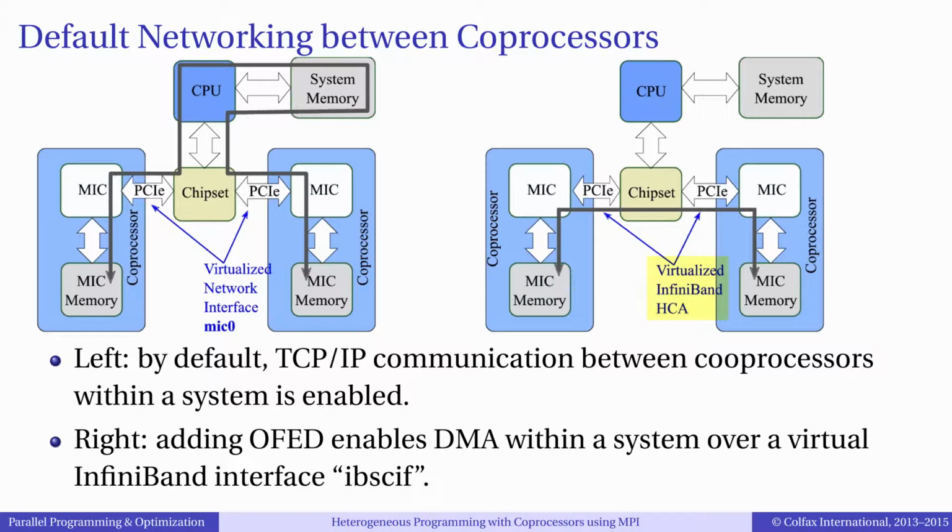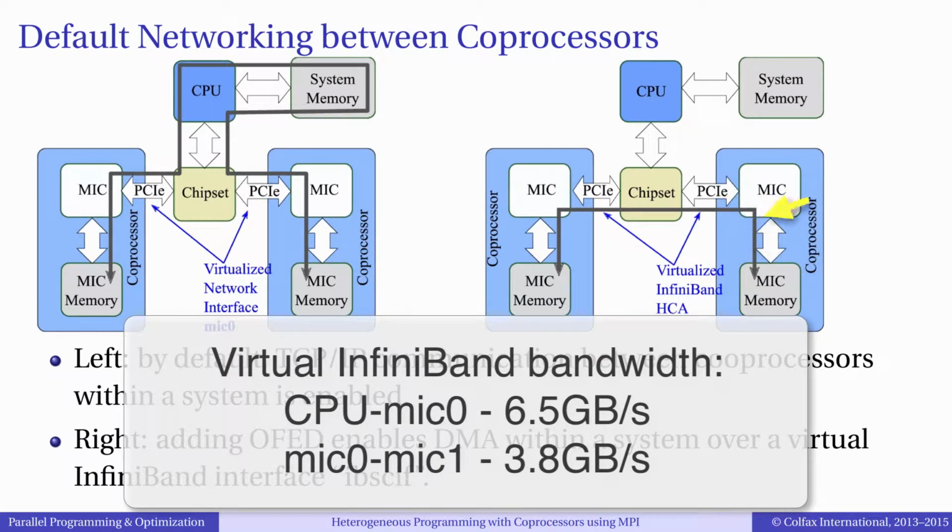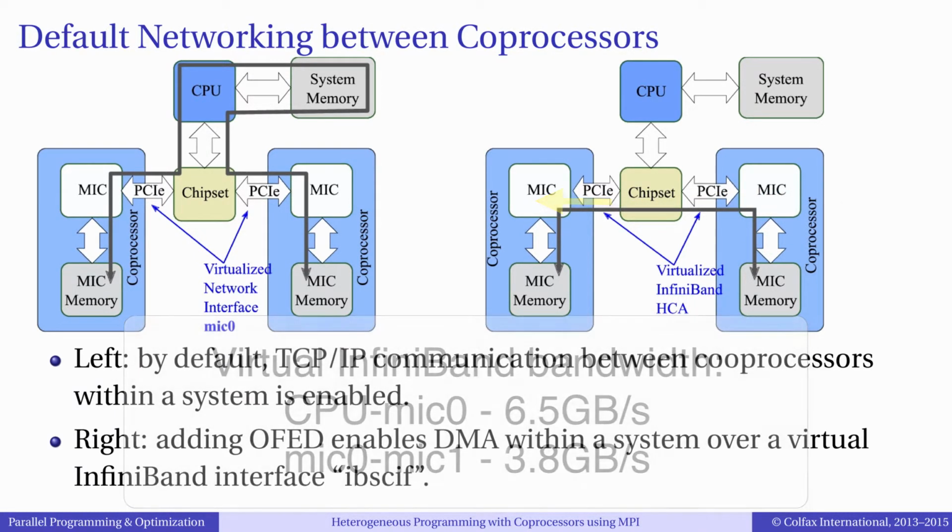The virtual InfiniBand fabric complements the virtual TCP/IP interface, but the direct purpose of the InfiniBand fabric is MPI messages. The performance of messaging between the host and coprocessors is close to the maximum physical throughput of the PCIe bus, and communication between coprocessors is close to that.